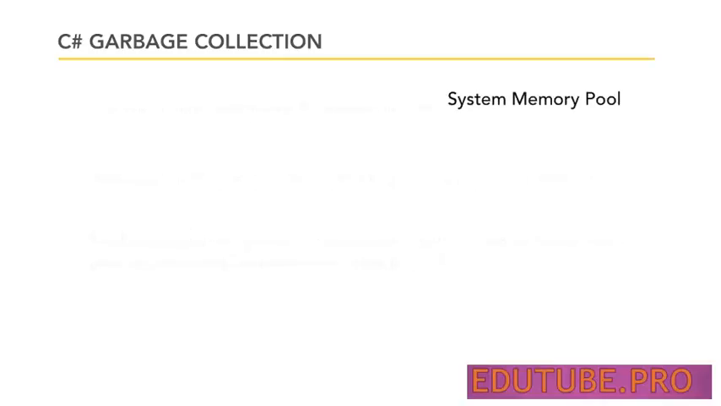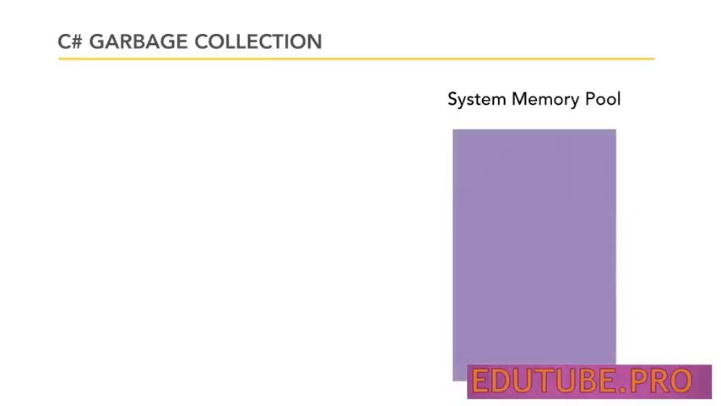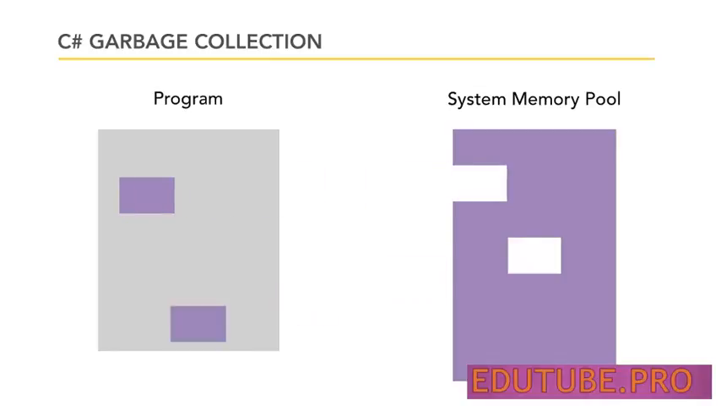So let's take a look at conceptually how this works. There's a big pool of memory available to the system, and we can think of it as this big purple box you see right here. Now, your program is going to use this memory during the course of its operation. As your program runs, it's going to allocate blocks of memory. And when it does that, those blocks of memory are going to be taken out of the system memory pool and assigned to your program. Then your program will do whatever it does with that memory and all these objects.